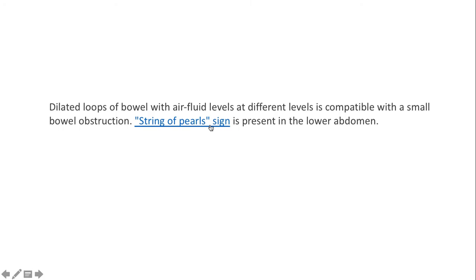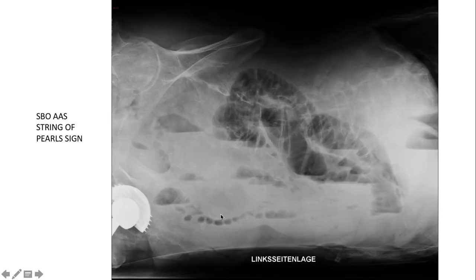Levels compatible with the small bowel obstruction. We said the string of pearls sign is present in the lower abdomen. Right, this is the lower abdomen right here. Since it's in a strange orientation, maybe something that is not compatible to your eye, you would say, okay, where is the lower abdomen? The lower abdomen is this region right here, and you can find it here.